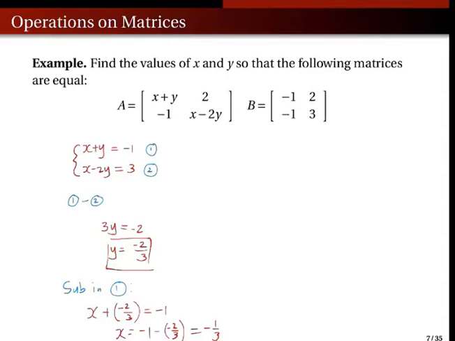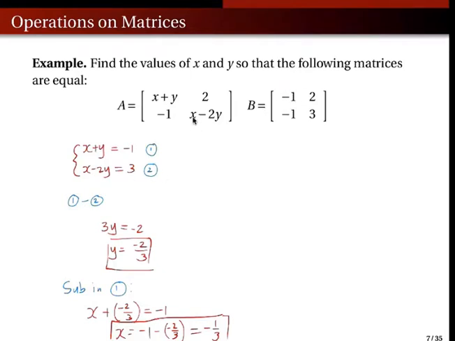And yep, those are the values that we need so that the two matrices are equal. You can check it. Look at this, you have x plus y. So x plus y, it's negative 1/3 plus negative 2/3. That's negative 1. So you have this guy here.